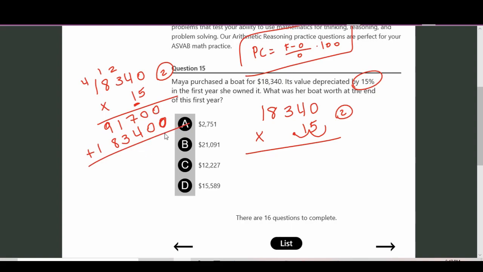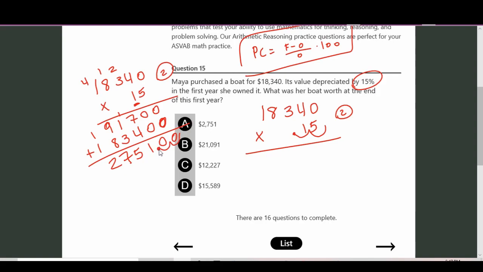Let's add. 0 plus 0 is 0. 0 plus 0 is 0. 7 plus 4 is 11. Carry the 1. 3 plus 1 is 4. Plus 1 is 5. 9 plus 8 is 17. Carry the 1. 1 plus 1 is 2. Shift the decimal place in 2 times to the left.